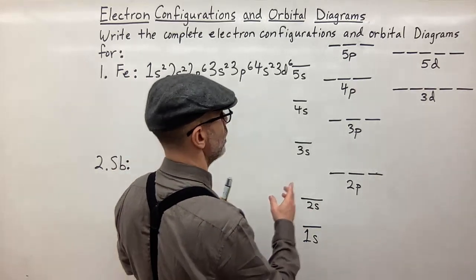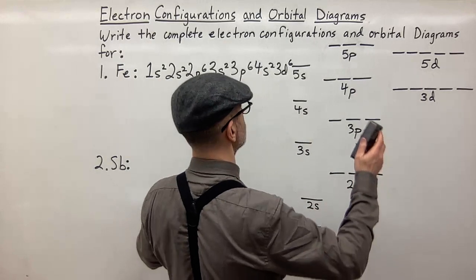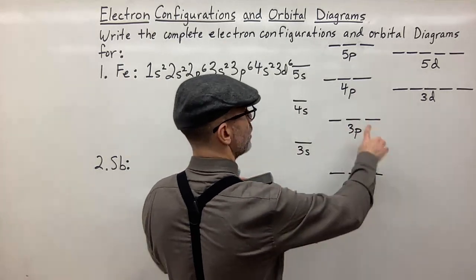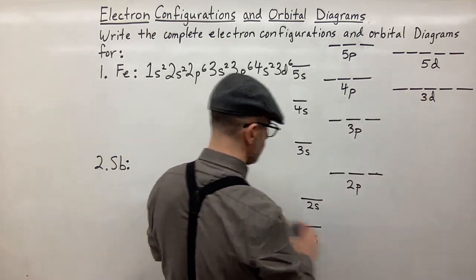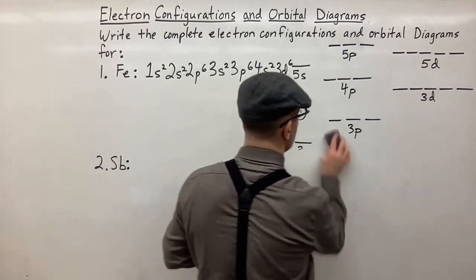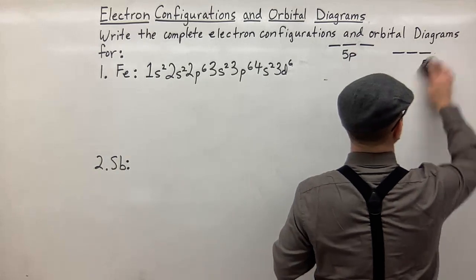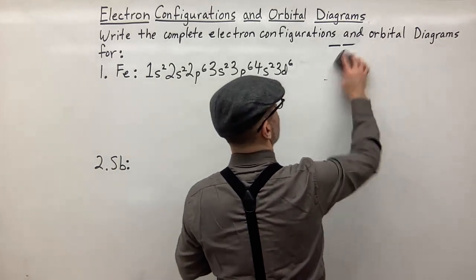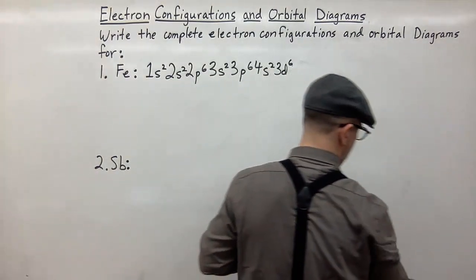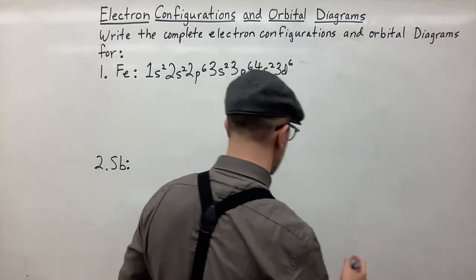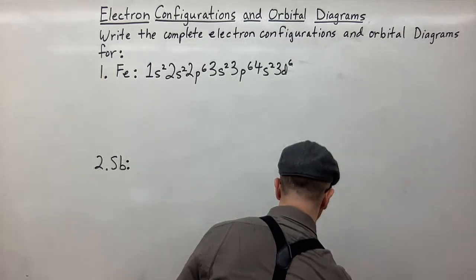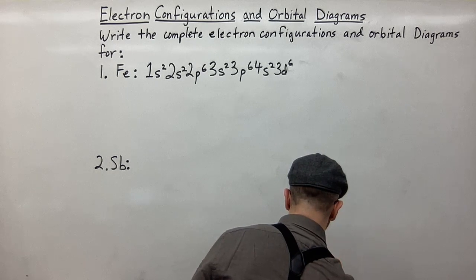Oh, I made a mistake here. No one caught it. Okay, so I made a mistake on my numbers. Let me erase this again, give myself some room. I messed up on the numbers, but that didn't really matter for the iron because I didn't get that high with the iron. But let me just redo this.